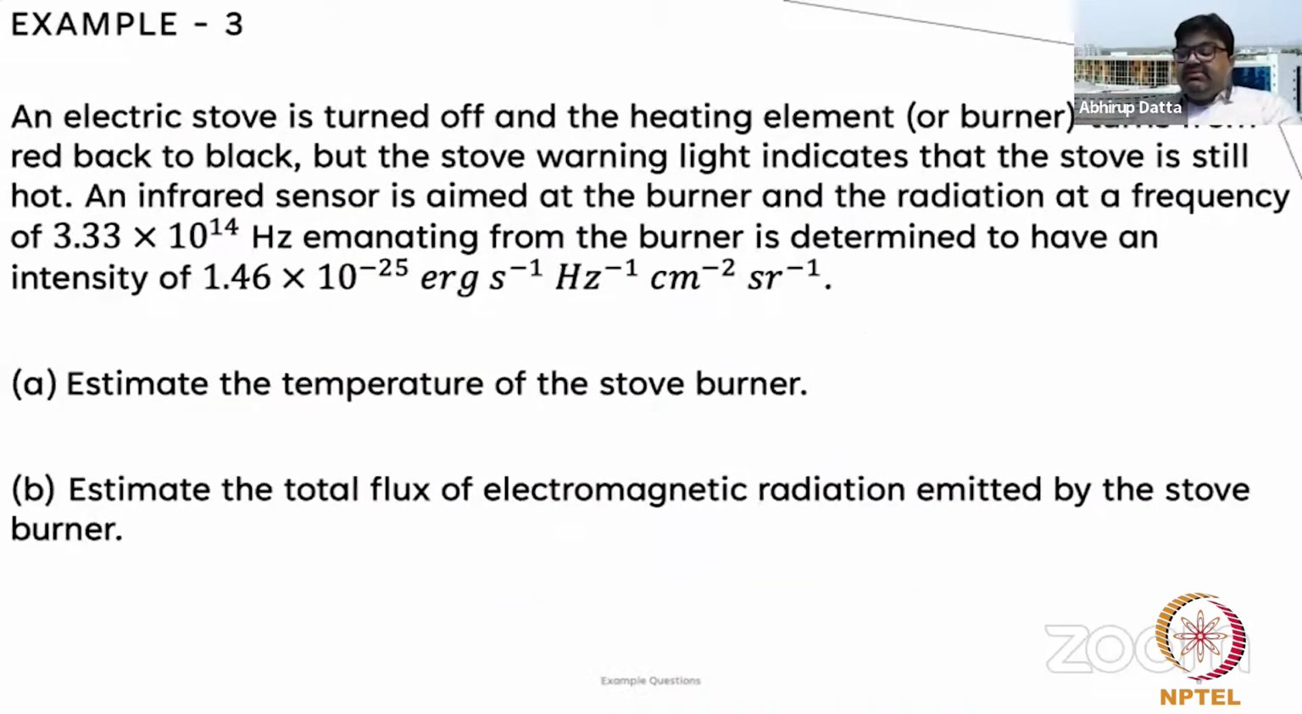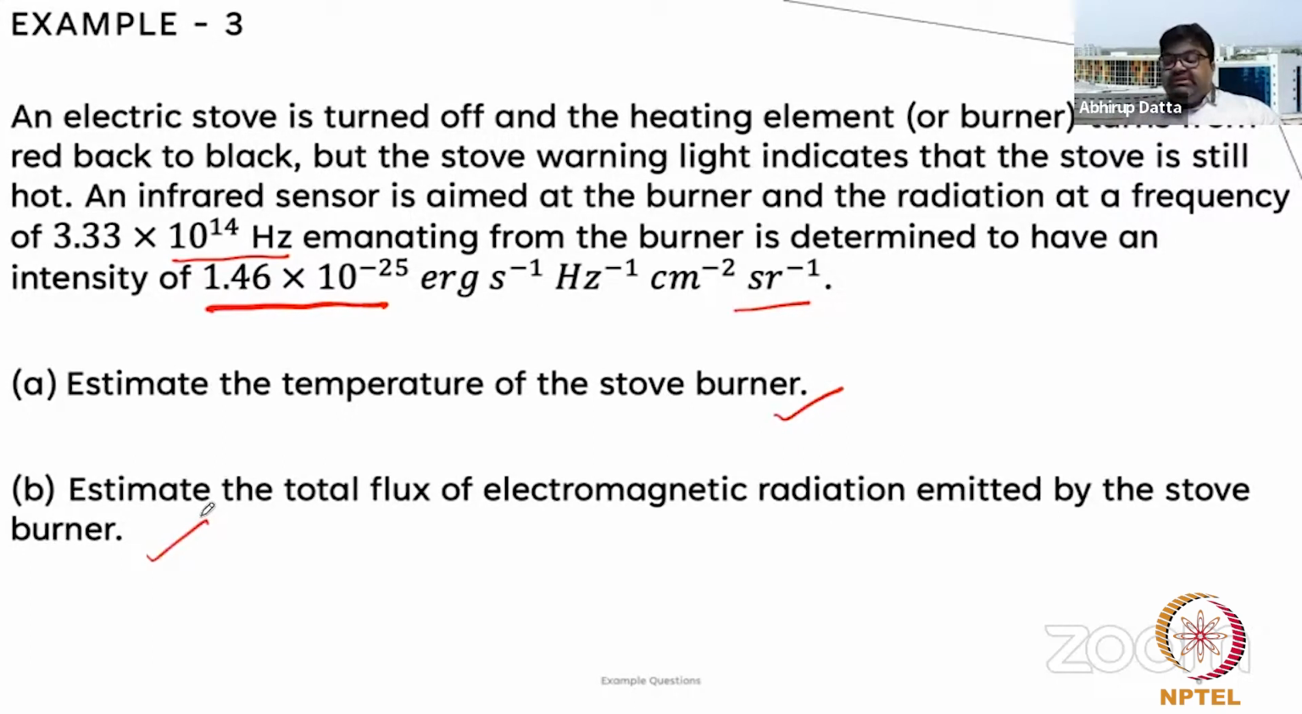Example number 3: an electric stove is turned off and the heating element or burner turns from red back to black, but the stove warning light indicates that the stove is still hot. An infrared sensor is aimed at the burner, and the radiation at a frequency of 3.33 × 10^14 Hertz emanating from the burner is determined to have an intensity of 1.4 × 10^-15 ergs per second per Hertz per centimeter square per second. Estimate the temperature of the stove burner, that's 1, and estimate the total flux of electromagnetic radiation emitted by the stove burner.